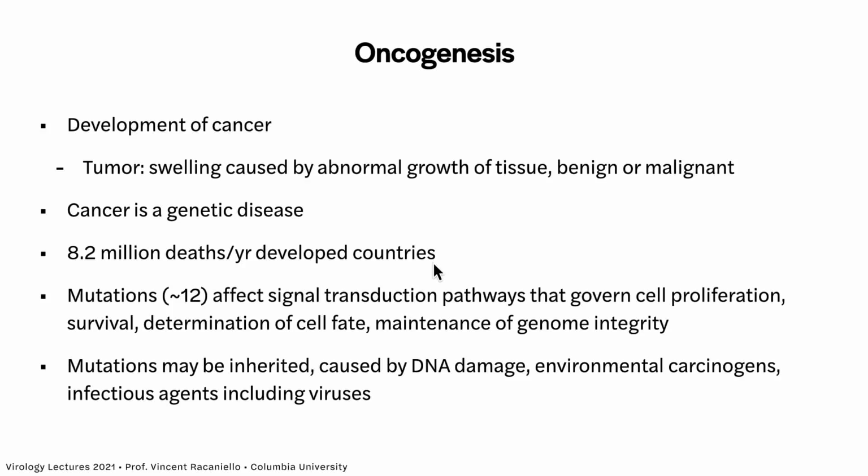About 8 million deaths a year in developed countries. Why developed? Because in those countries you live long enough to sustain many of the cancers. About a dozen mutations are thought to be what you need to make a cell turn into a cancerous cell. And these mutations affect a variety of signal transduction pathways that control cell proliferation, survival, cell fate, and the maintenance of genome integrity, like pathways that correct errors in the genome. If those are mutated, then you will have rapidly accumulating mutations, and the cell will become a cancer cell.